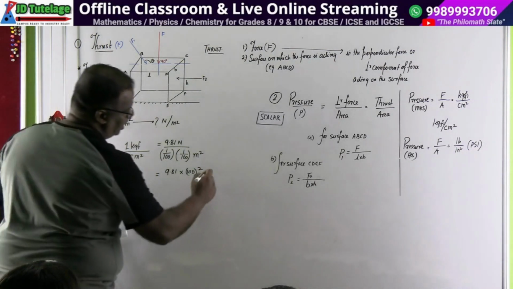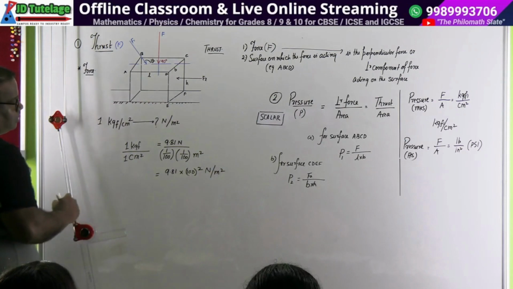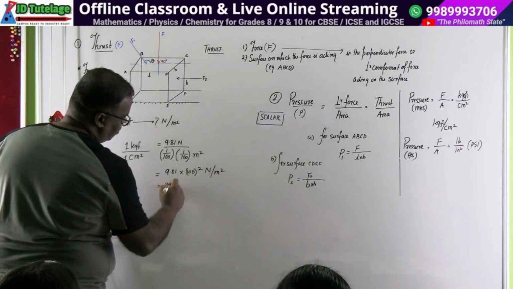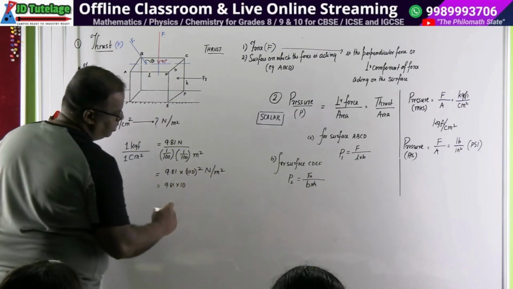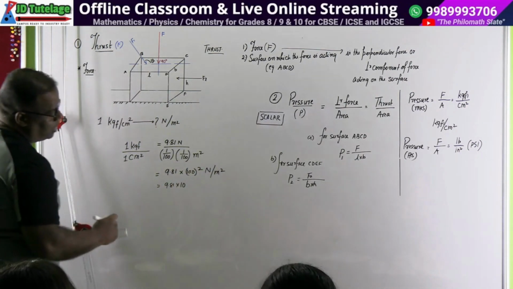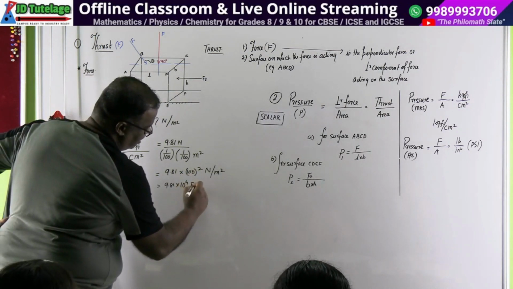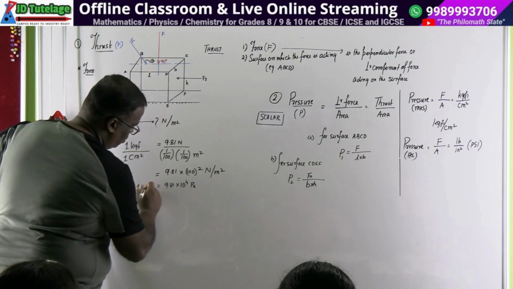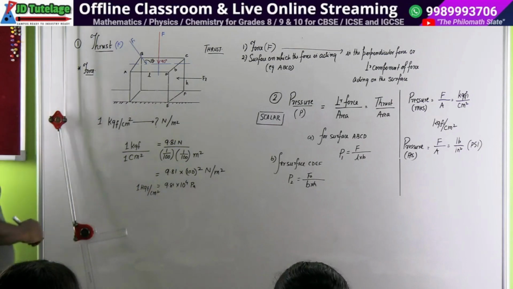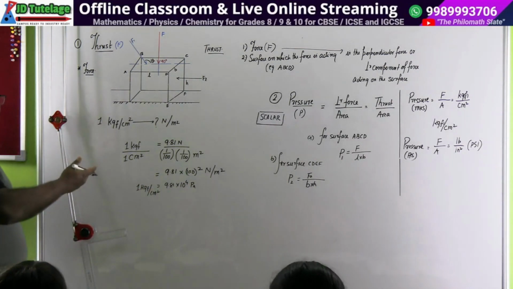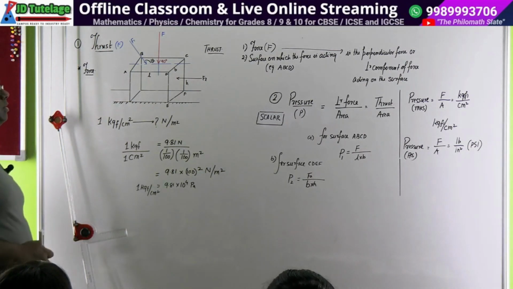So then this becomes Newton per meter square, which is equal to 9.81 into 10 to the power 4 Pascal. You yourself can make your own units. वैसे कोई पूछेगा नहीं, पर ये आना चाहिए. पाउंड कर सकते हो, ठीक है?